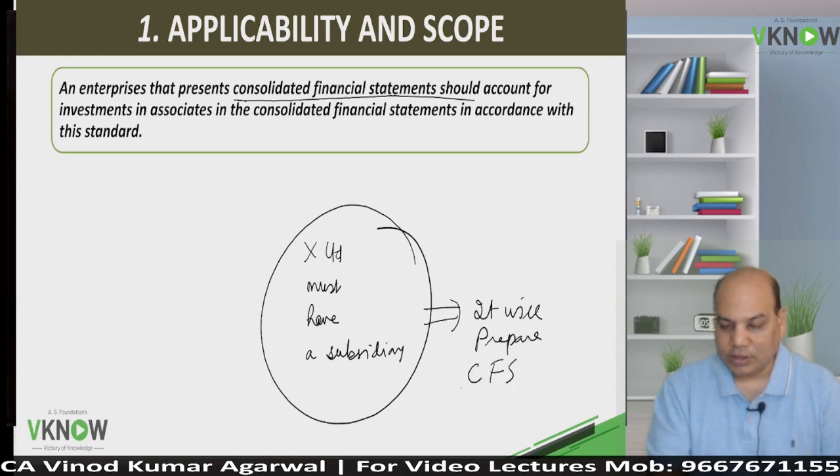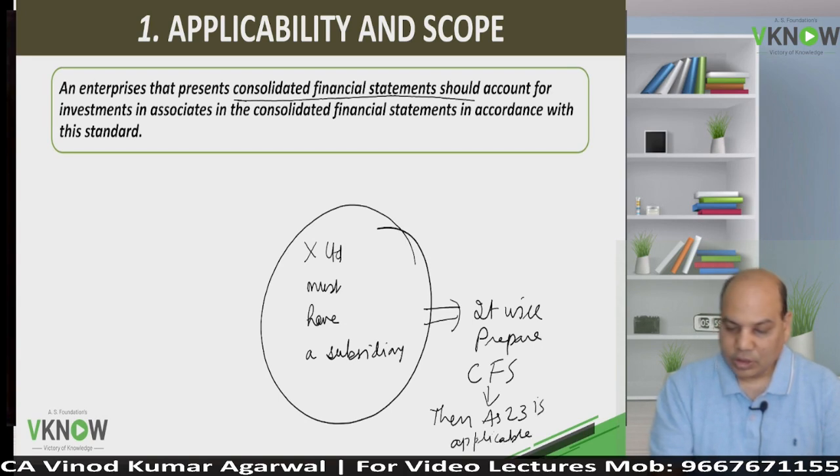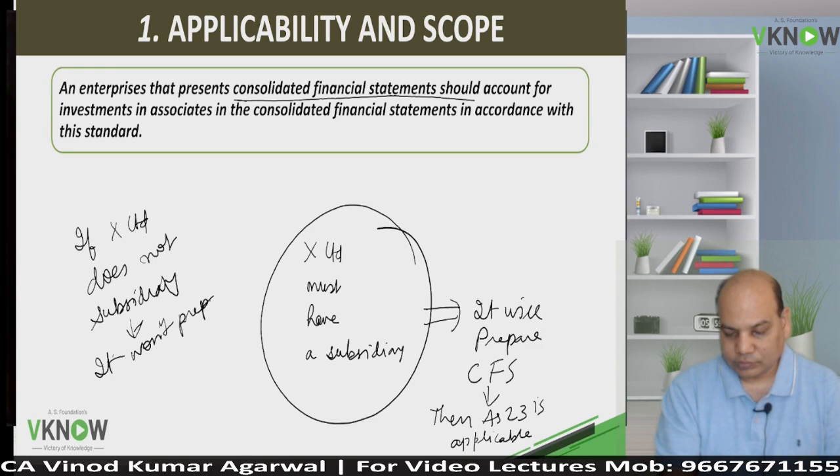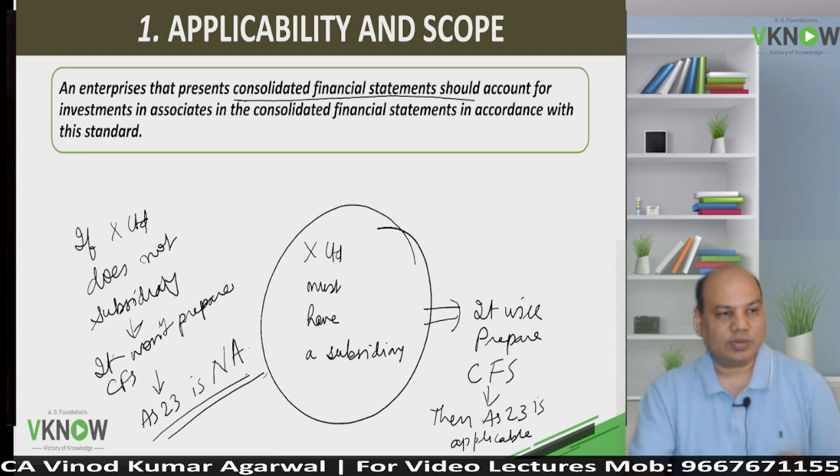Consolidated financial statement, and then AS23 is applicable. Now your question can be, if X Limited does not have a subsidiary, then what? If X Limited does not have a subsidiary, it won't prepare CFS. Then what? AS23 is not applicable.